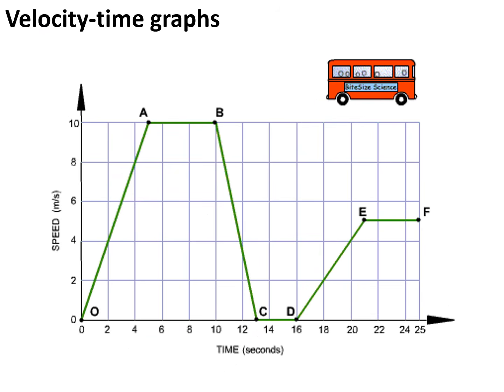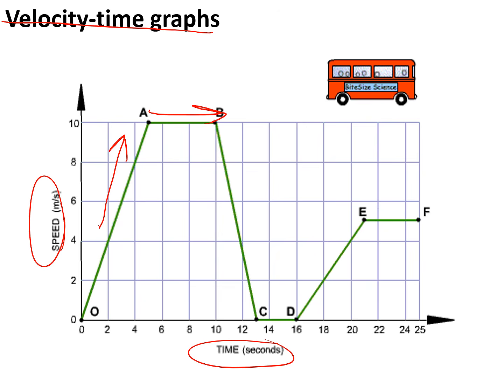A velocity time graph shows how the velocity changes during the course of a journey, and we have the time on the x-axis and the speed or velocity on the y-axis. This time, when the line is sloping up, it means you're accelerating, you're speeding up. When the line is horizontal, it means you are coasting at a constant speed. When the line is sloping down, it means you're decelerating, you're slowing down. When the line is on the x-axis itself, that is when you're stationary.